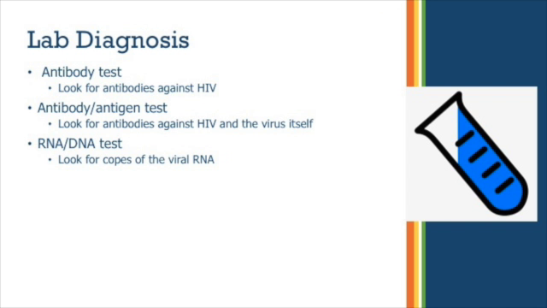There are three kinds of tests for diagnosis. The first one is the antibody test, which looks for antibodies against HIV. The second is the antibody and antigen test, which looks for antibodies against HIV and the virus itself. The third is the RNA and DNA test, which looks for copies of the viral DNA, since HIV is a retrovirus. The recommended test is the antibody and antigen test because it is better at identifying early infection. If it is positive, it is recommended to do an antibody test to confirm.